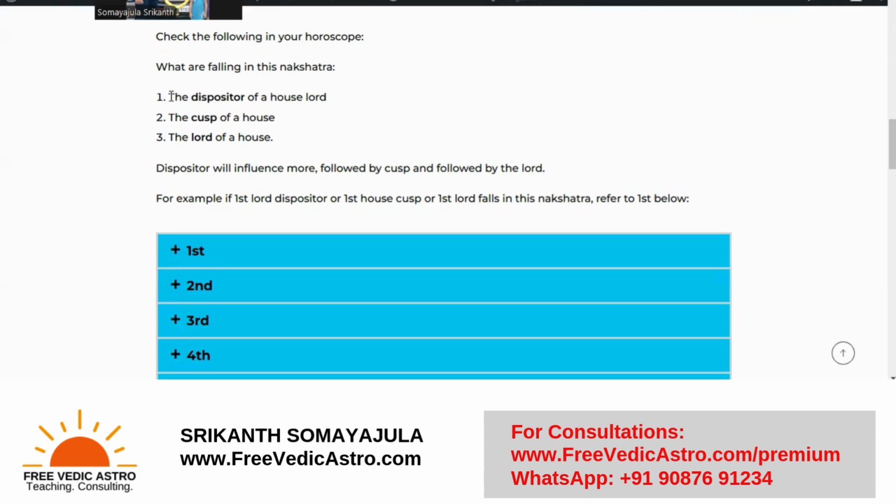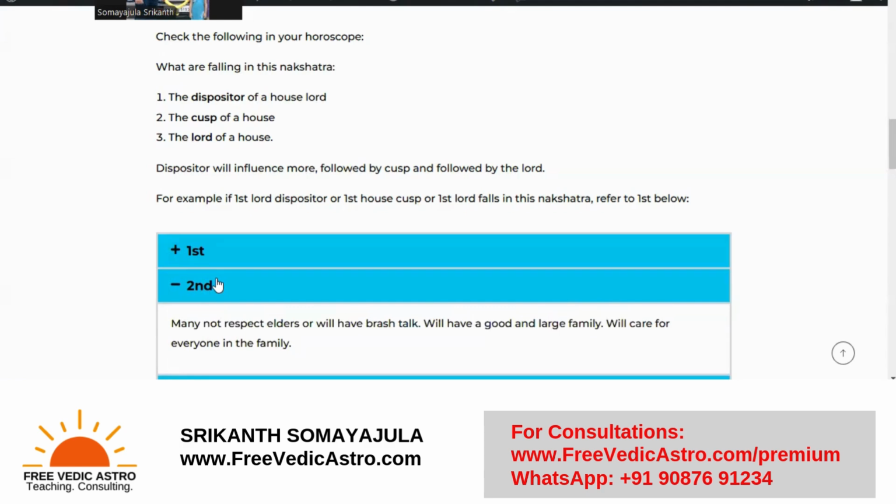If the dispositor of a house lord falls in Rohini, then that particular house is linked more to Rohini. Meaning, let us suppose your second lord is in Capricorn. Capricorn is ruled by Saturn, and if Saturn is in Rohini, then you have to see that the second house is linked to Rohini. That is how you have to read this.